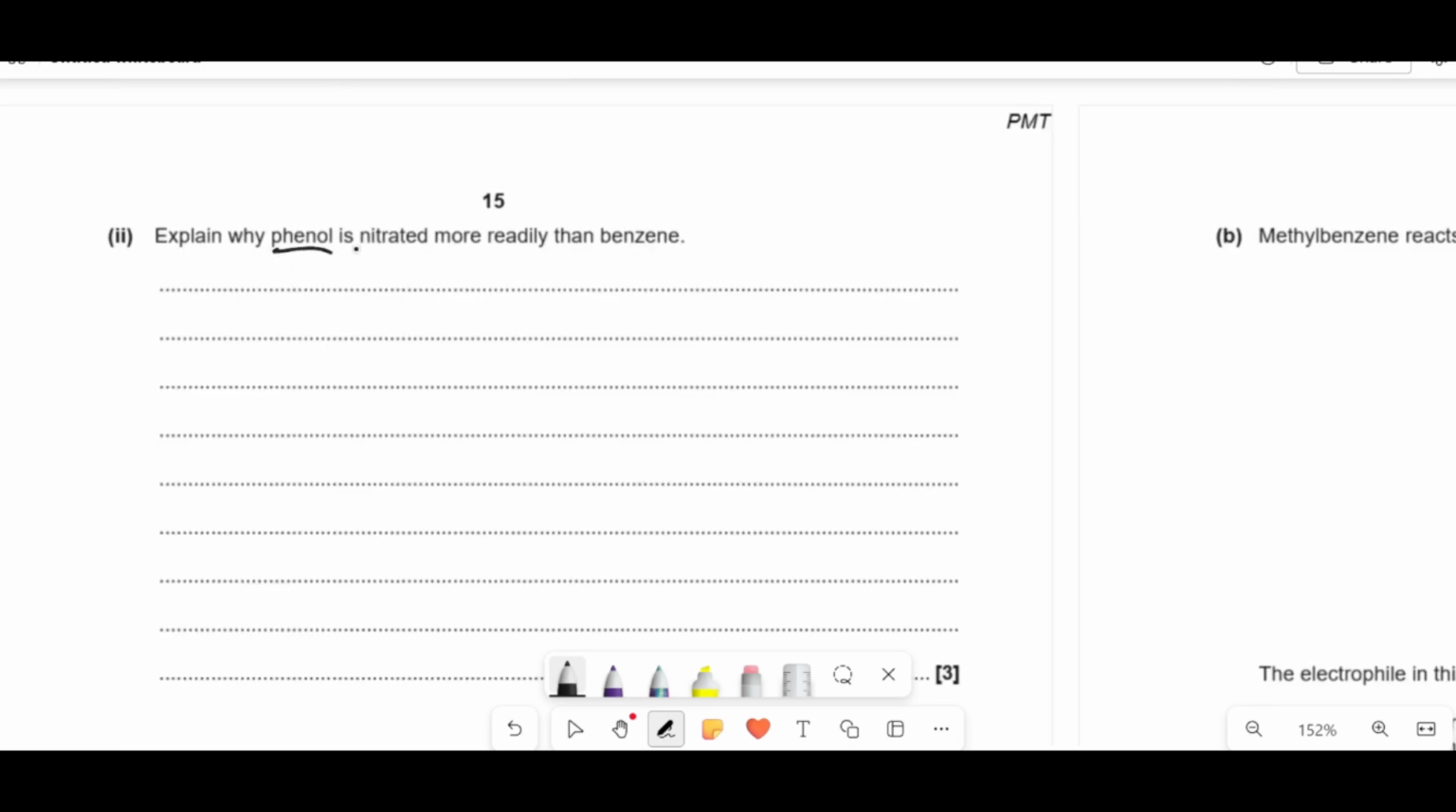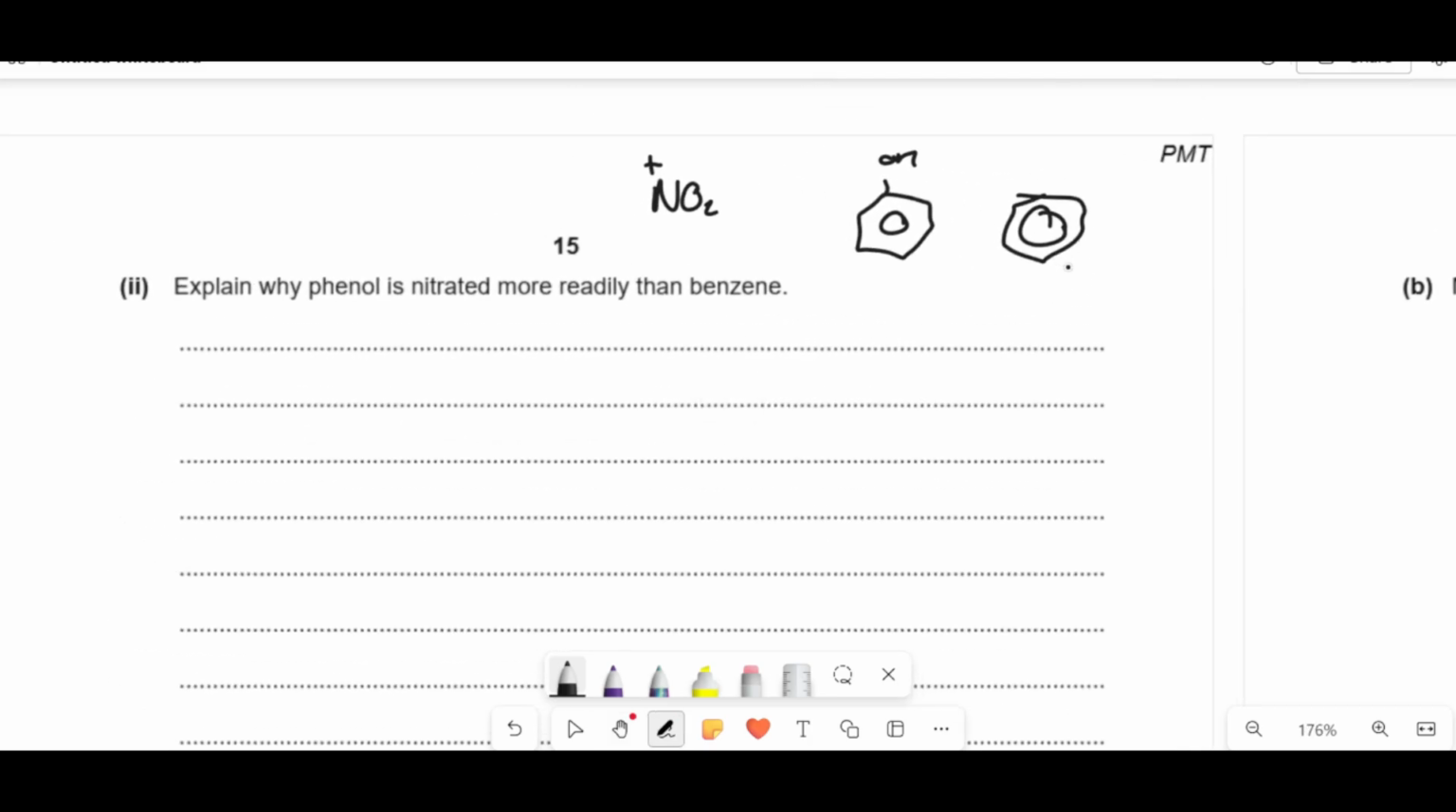So then it says, explain why phenol is nitrated more readily than benzene. So what we need to do is have a comparison of what's happening. So phenol, remember, is this here. It's got an OH, and this is your benzene on its own. Now, if we want to nitrate this, we want to put an NO2 on this like that. This NO2 is missing electrons. It wants electrons, and that's an electrophile, right? Where is it getting the electrons from? Electrophile means attracted to electrons, like an audiophile is somebody who likes audio. The electrons are coming from this ring.